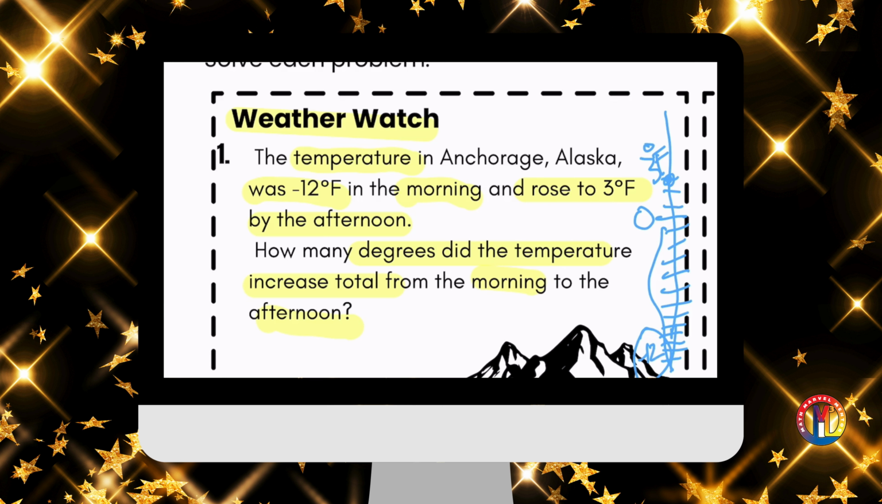Nice and chilly still. So from negative 12 to 3, the total distance on my number line to get from negative 12 to 0 is 12. And then from 0 to 3 is 3. So 12 plus 3 gives us a total distance of 15-degree change.